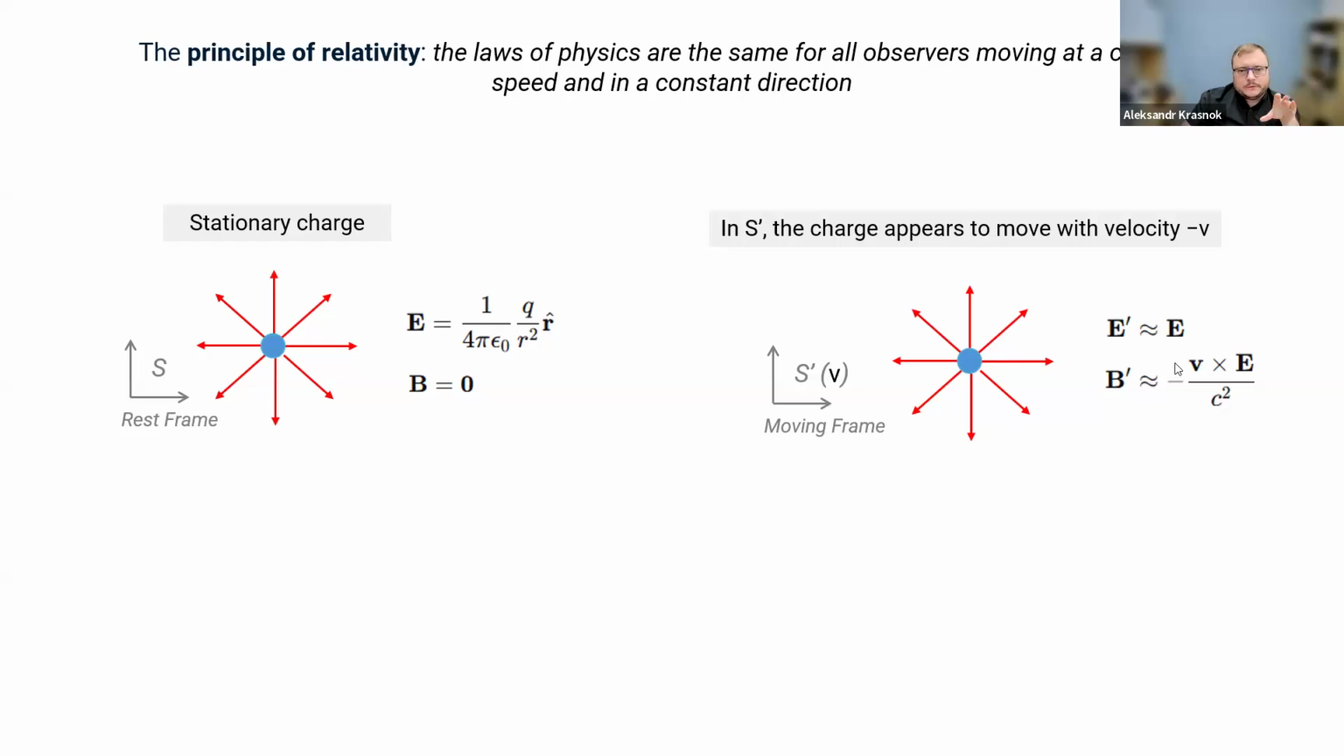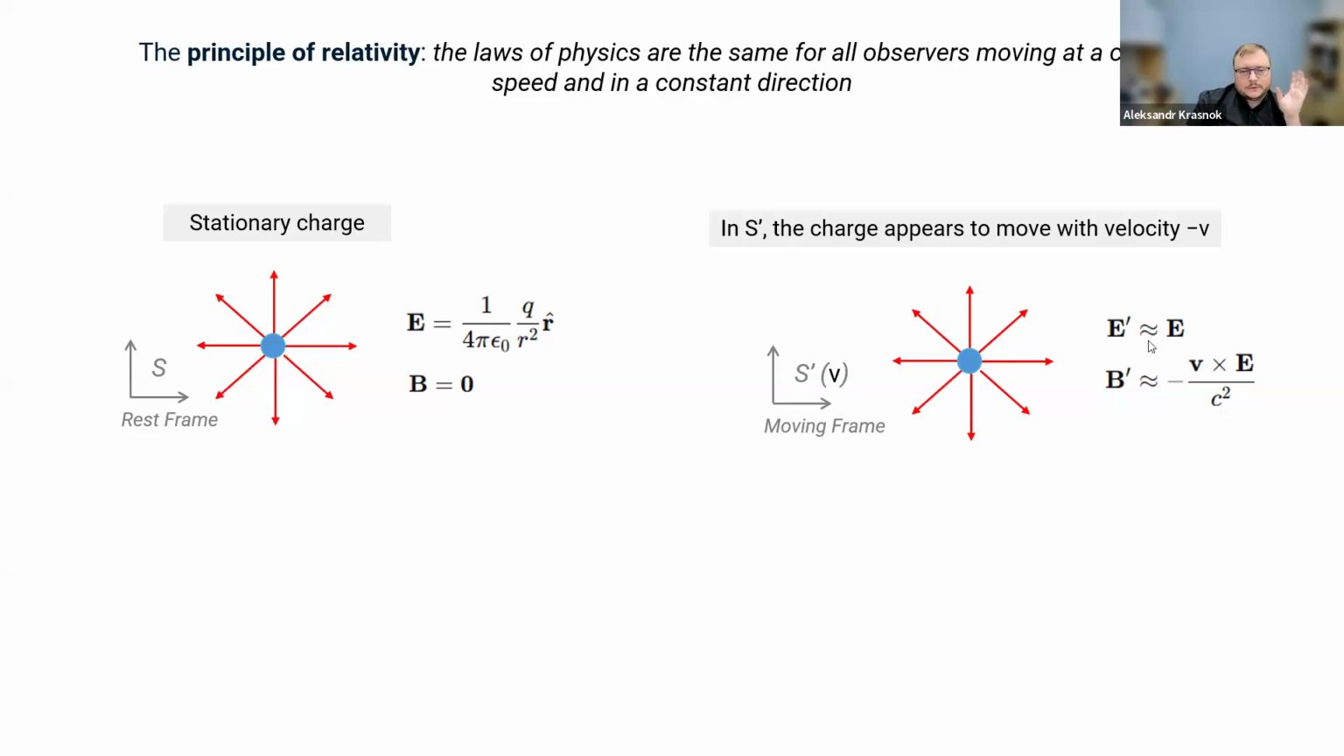And the calculations show that if the velocity of this moving frame is not large, is much smaller than the speed of light, we come to these formulas for the electric and magnetic field.